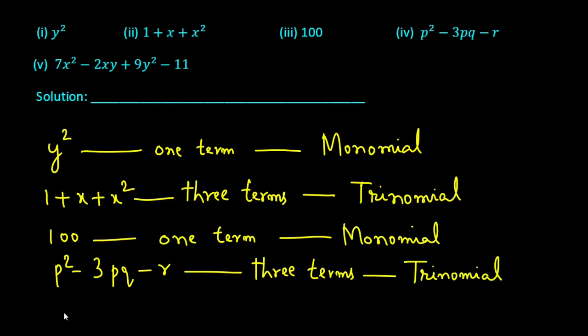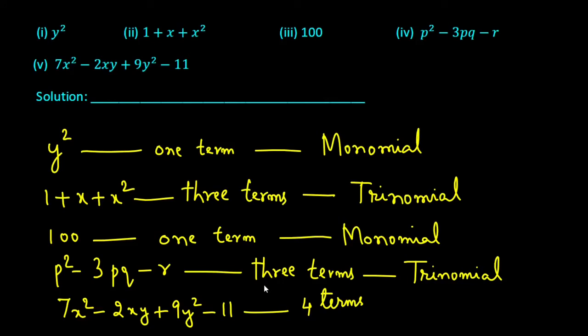The last one, fifth one, 7x square minus 2xy plus 9y square minus 11. In this, we have four terms, and all these four terms are unlike terms. So we can count them as four terms. When the number of terms is more than 3, we call it a multinomial.